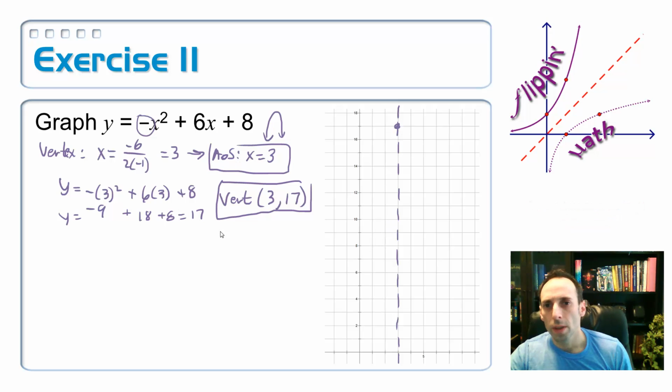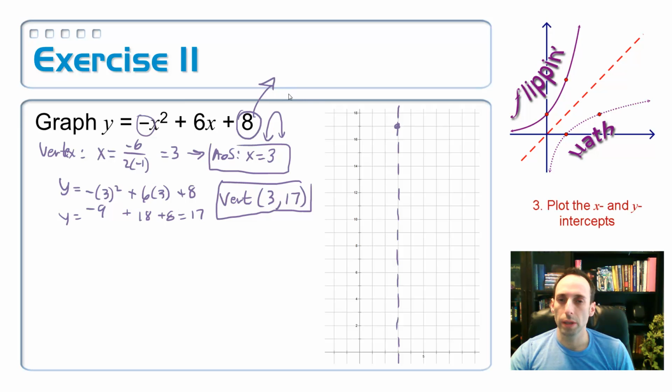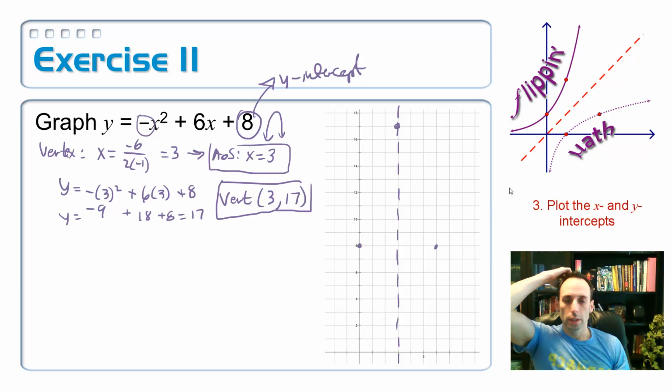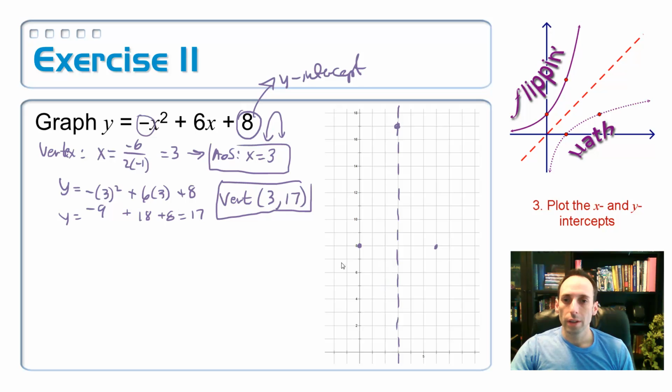This is fun. Okay, next we need our y-intercept. Y-intercept, piece of cake. It's just at 8. There's a dot on the graph at 8. Go ahead and reflect that across the axis of symmetry. It's 1, 2, 3 to the left, so I need to make a 1, 2, 3 to the right. Very nice. I already have 3 points. Let's just go ahead and find our x-intercepts.